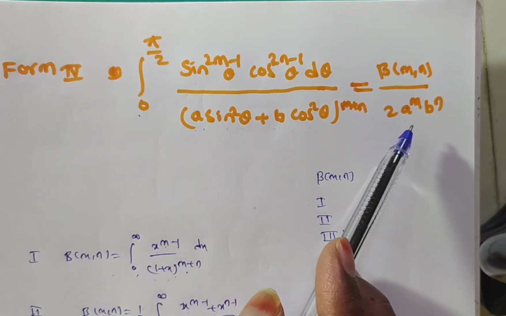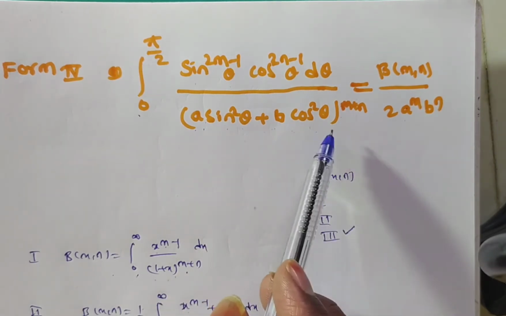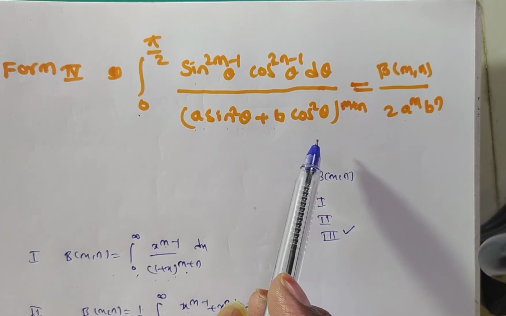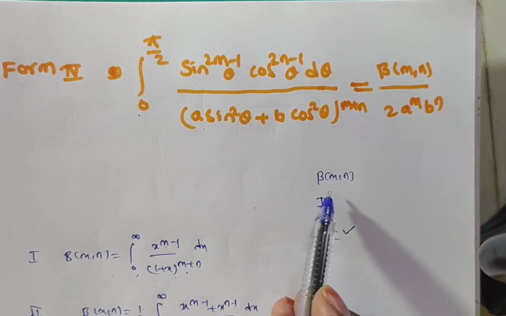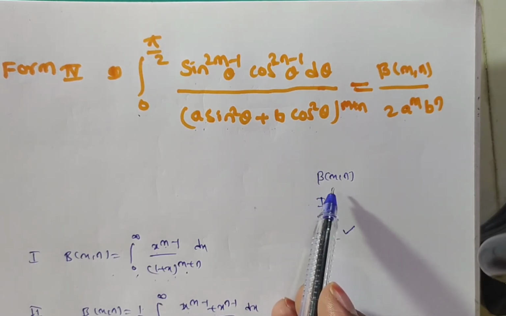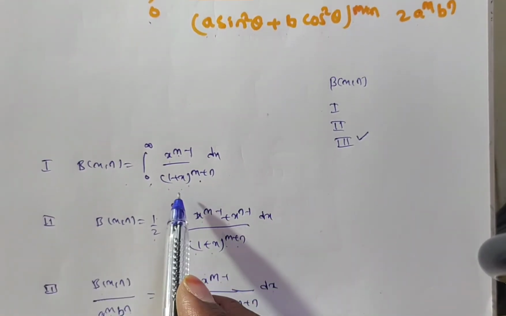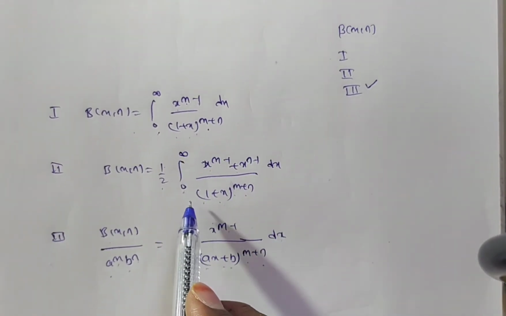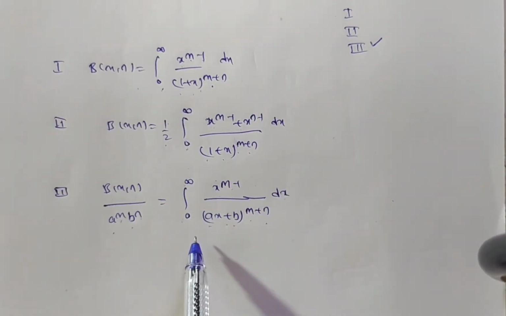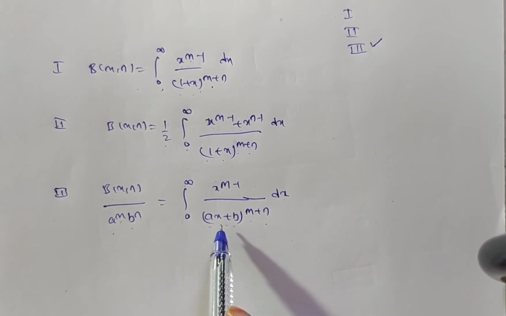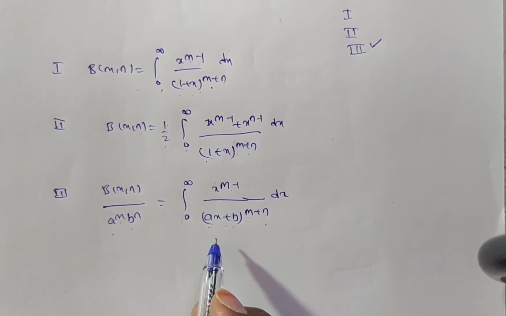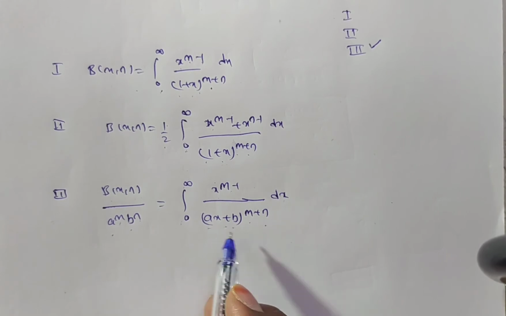Observe, in the denominator, the right side part and the LHS part both contain a and b. So which one is better? In the beta of m comma n formulas you know, does form 1 contain a and b? No. Form 2? No. What about this? Yes, form 3 contains a and b. So we use this form 3 to get the form 4.